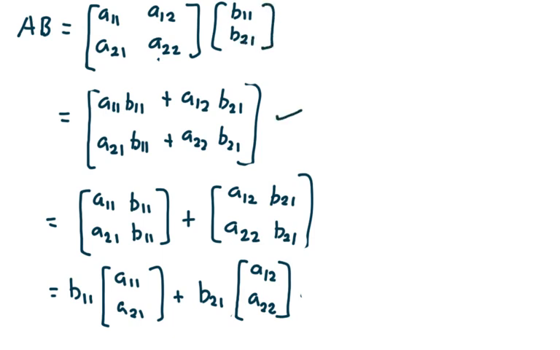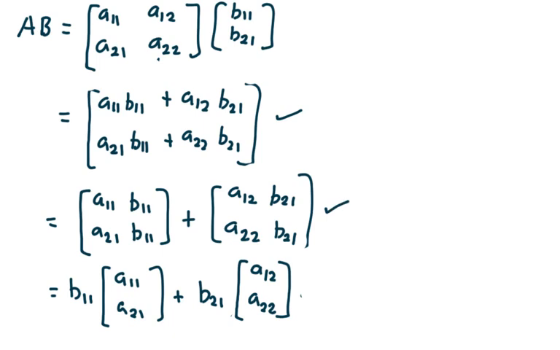Now, this is equal to the column vector where the first entry is A11 B11 plus A12 B21. The second entry is A21 B11 plus A22 B21. And we could break that up into the column vector A11 B11, A21 B11 plus the column vector A12 B21, A22 B21.